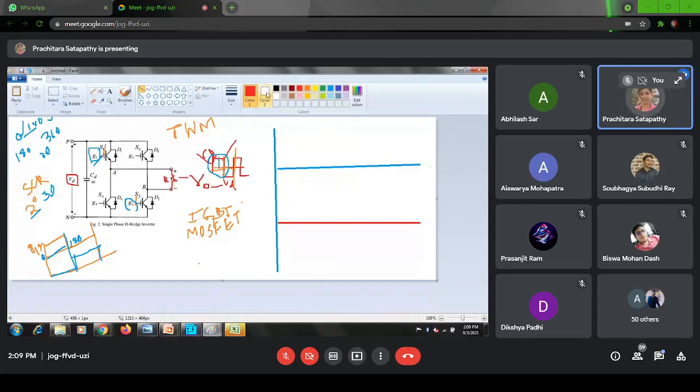Okay. If I draw the gate pulse, I'm writing G1, G2 first. After the comparator, let's say I am getting this type of output. So whenever this is on for G2, will the output be 0 or not? Yes or no?